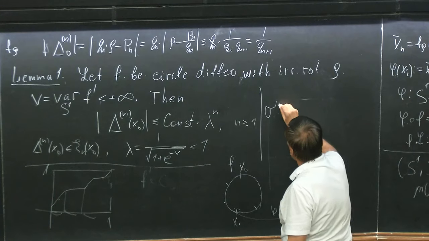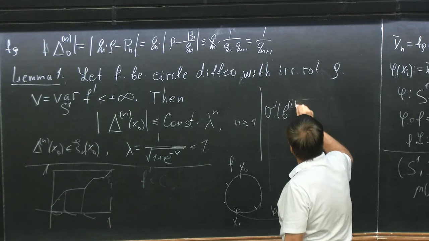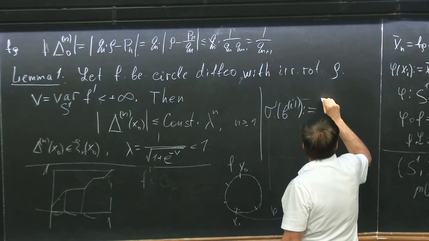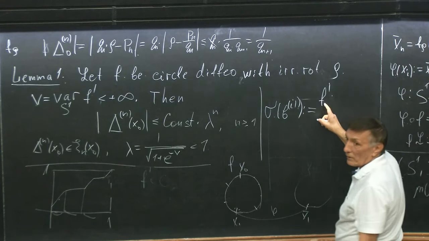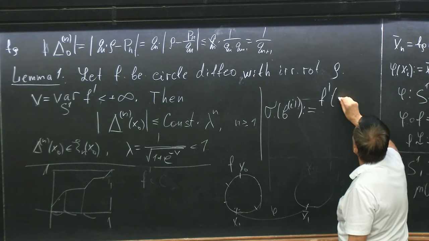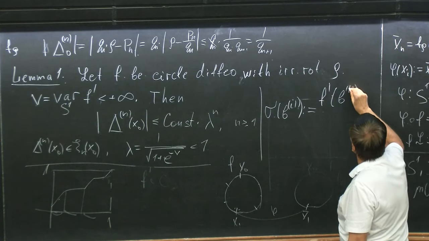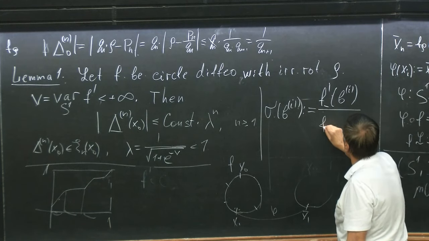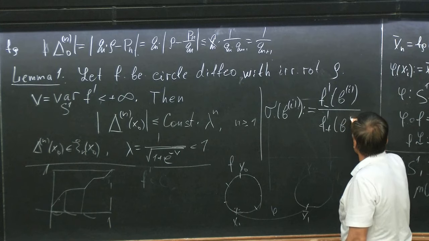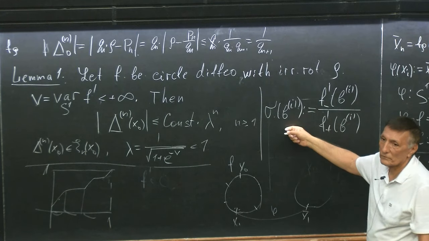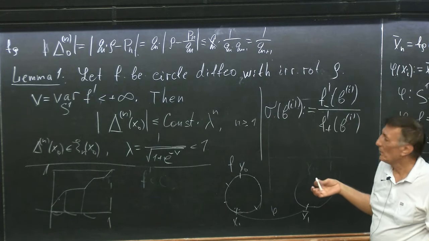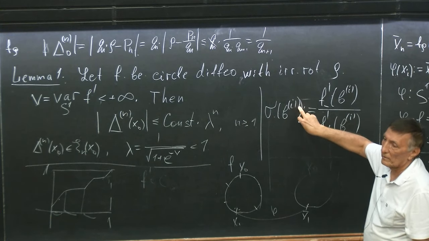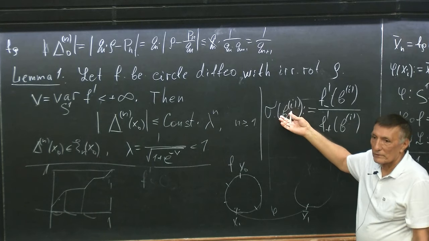Sigma of Bi. What is sigma? I will give the definition. It is the derivative of f at the point Bi, the left derivative divided by the right derivative. This is called the jump of f at the breakpoint Bi, because this is a breakpoint.